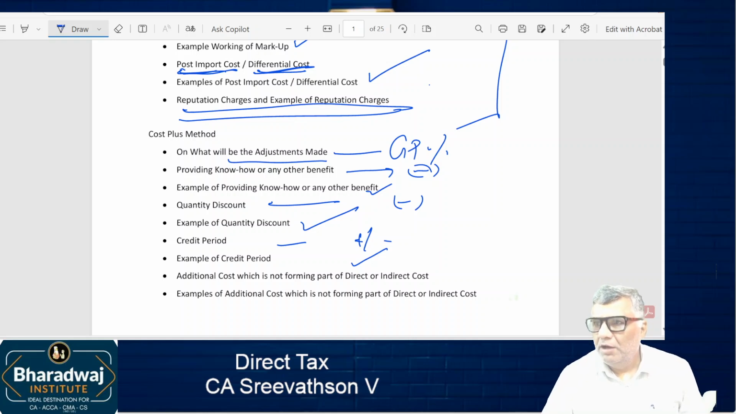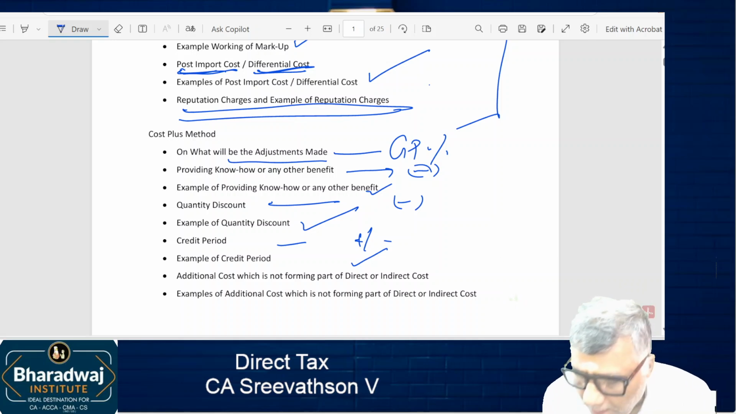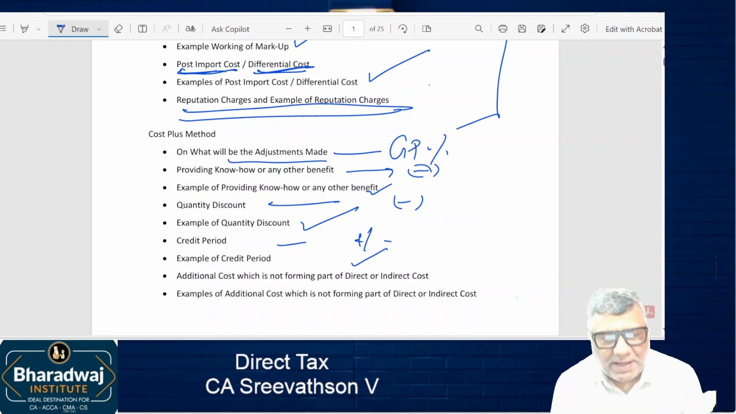Okay friends, so cost plus method, let's do the same thing. Cost plus method. Sir, excuse me, sir, more period of guarantee provided by AE, we should plus, and more period of credit. In which method are you asking? Cost plus method.